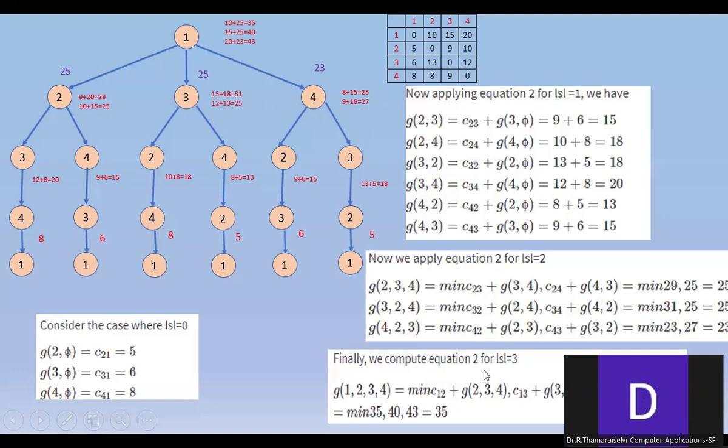After that, finally, we compute the equation for length of S equal to 3. Length 1, 1, 2, 3, 4. So, G of 1, 2, 3, 4 is the min of C12 plus G of 2, 3, 4, C13 plus G of 3, 2, 4, C14 plus G of 4, 2, 3. So when you write 1, 2, you have to avoid 2 here. When you write 1, 3, you should avoid 3 here. Here also 4. So this is the formula. You have to work on this formula to find this.